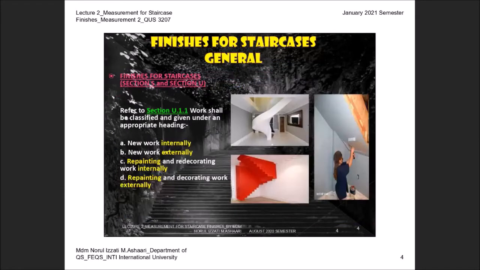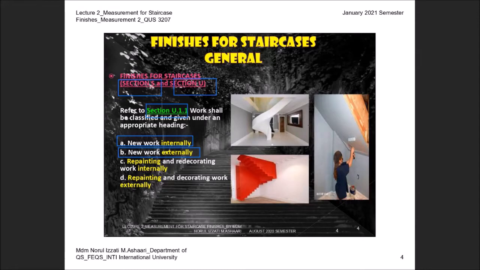Okay, now we also need to refer to section U. So basically for this lecture, we will refer to two main sections. One is section S, that is finishes. Another one is section U. Now in general, under section U, you can see that there are four main categories: new work internally, new work externally. Again, if the work is internal and external, under painting also you have to measure separately.